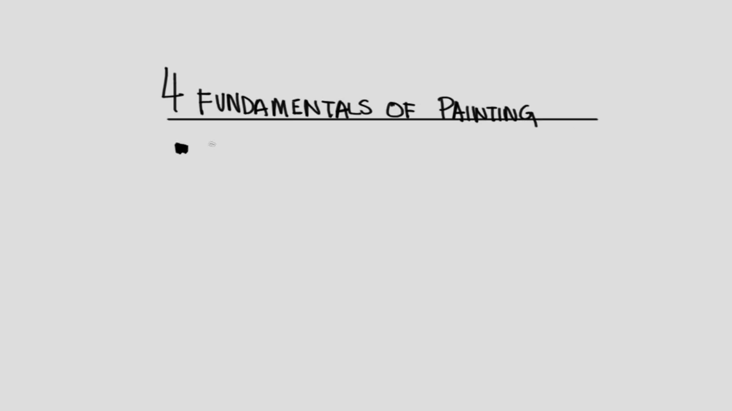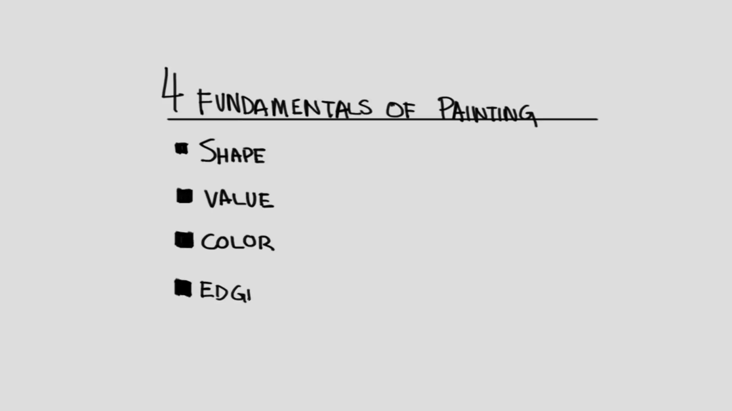There are four main elements to replicating what we see in the observable world. The first is shape, then value, color, and edges. Shape is probably the most important factor for understanding what it is we're seeing.